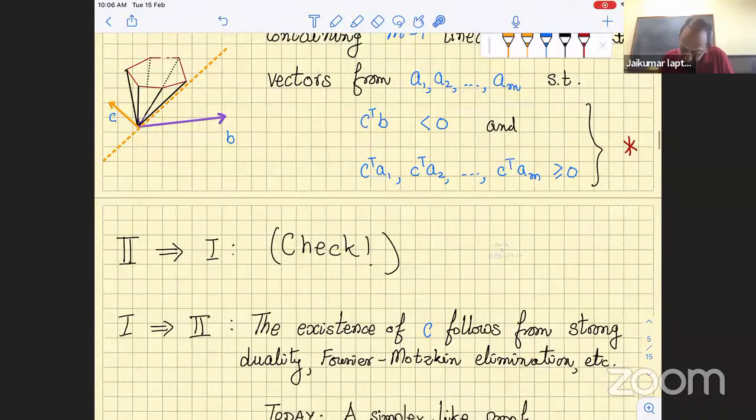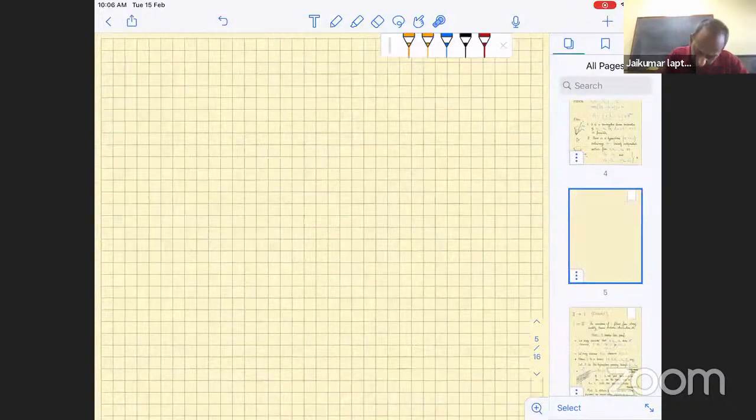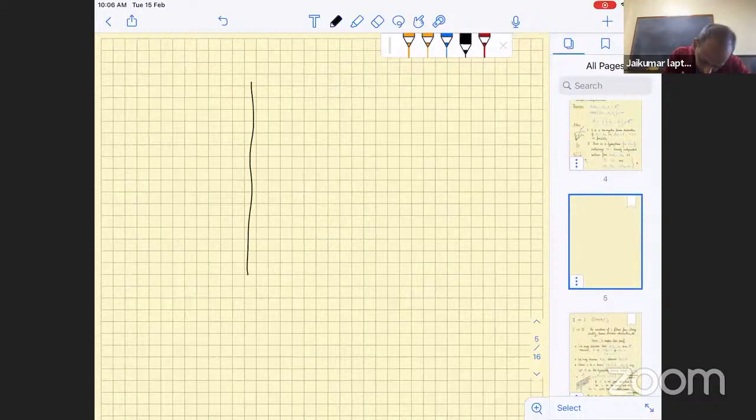So suppose we are in 2 dimensions. Maybe I should just create a page. Suppose we were in 2 dimensions, and there was some cone.